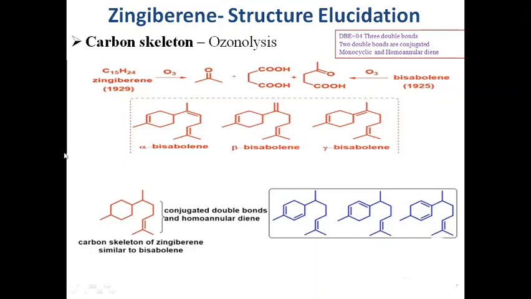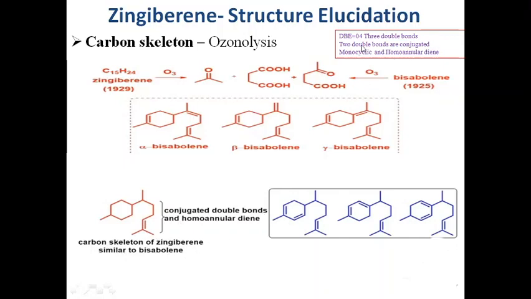Next, the information which we have studied earlier is about the homoannular diene and the conjugated double bonds. On the basis of this information and the carbon skeleton based on bisabolene, we can give the three probable structures of zingiberine. The first is a homoannular diene, the second is also a homoannular diene, and the third is also a homoannular diene. Thus these are the three probable structures of zingiberine, based on ozonolysis and similar to bisabolene.